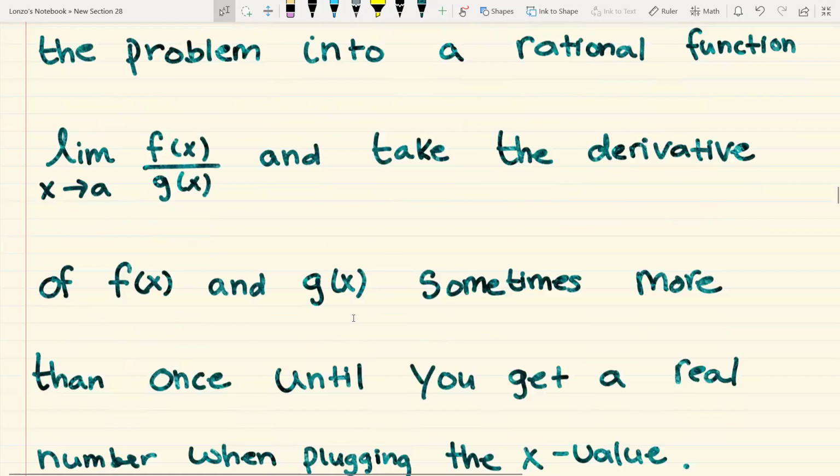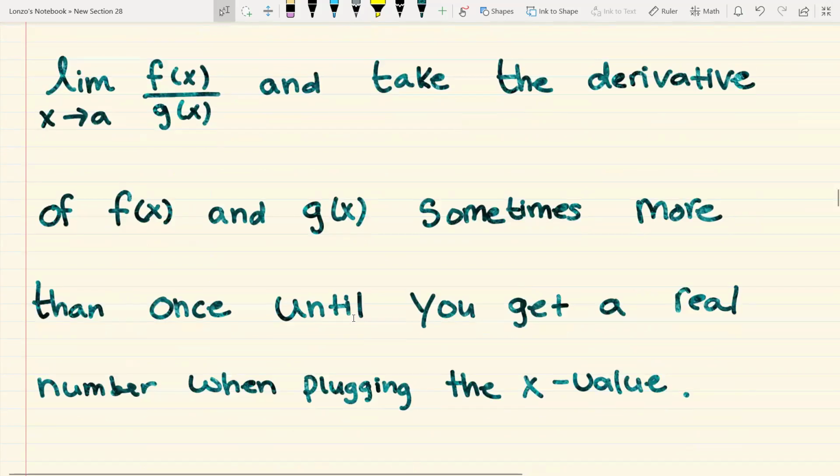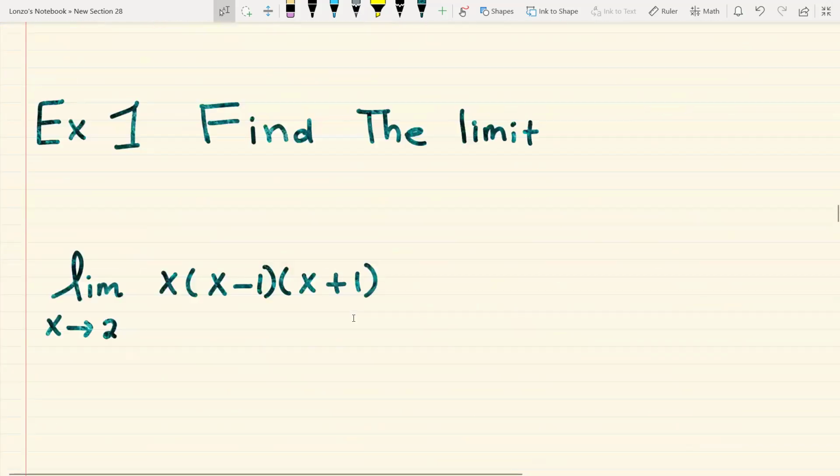Sometimes you can just get away with it with just once. And then when you plug in your x value, you should get a real number. So I'll go over, I think I have one example of L'Hopital's rule. Okay, so let's start with example 1.